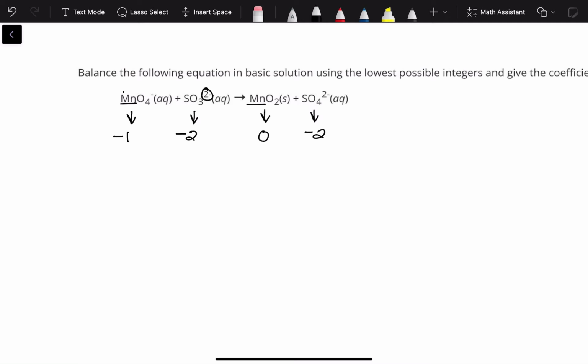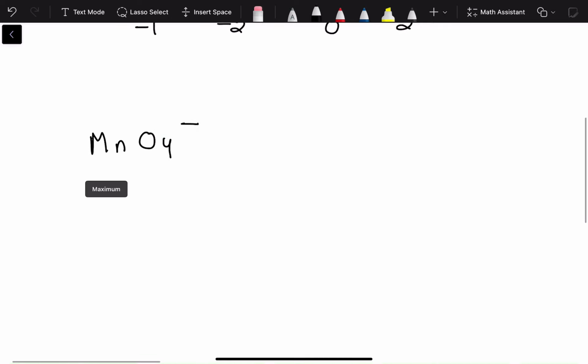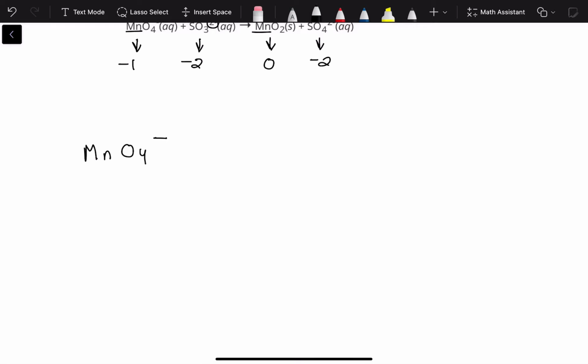Oxygen always has a -2 charge, unless it's a specific case, but for the most part, oxygen always has a -2 charge. So let's write this over here actually, MnO4 minus. Since oxygen always has a -2 charge, and we have four oxygens, we multiply -2 times 4 to give us -8. So what is the charge of Mn in this? Well, we know that the overall charge of this whole reactant here is -1. So this charge plus this charge has to equal -1.